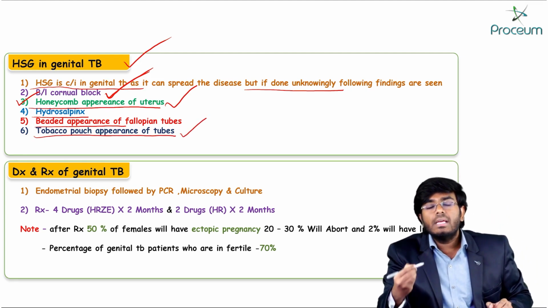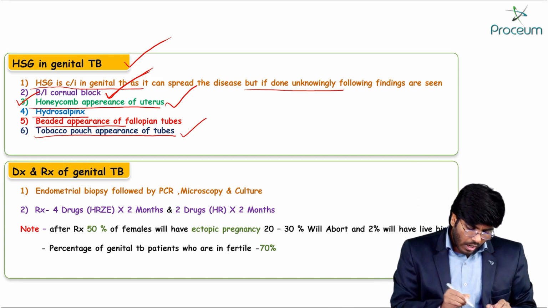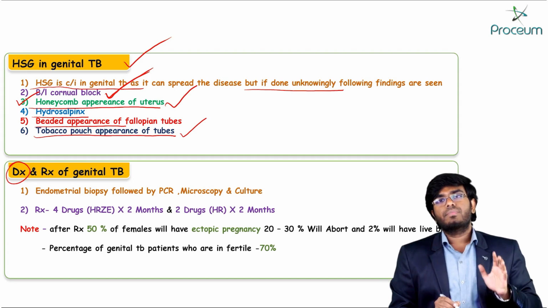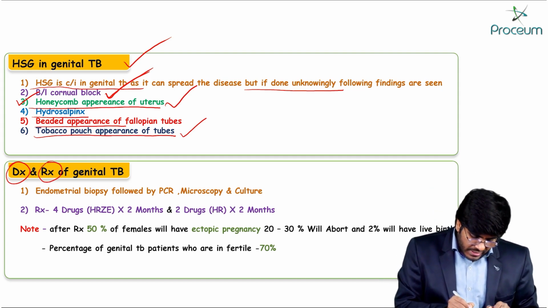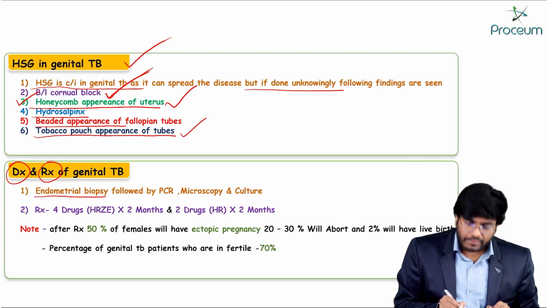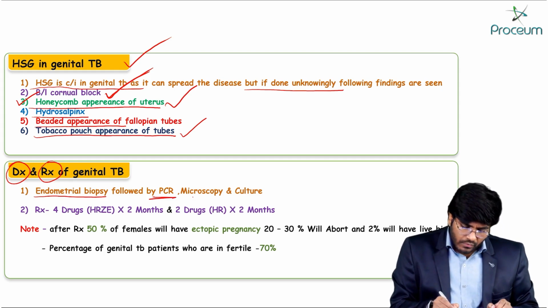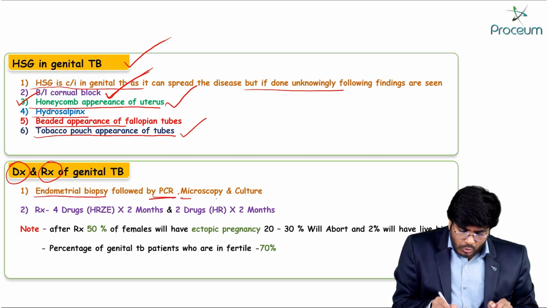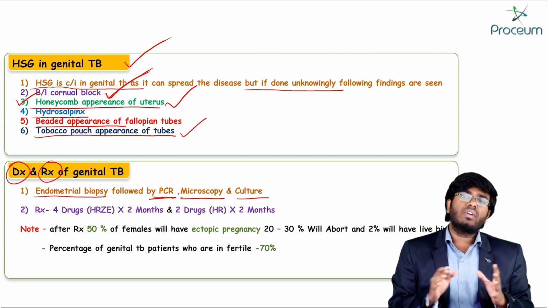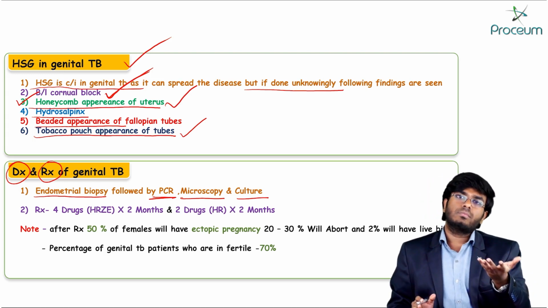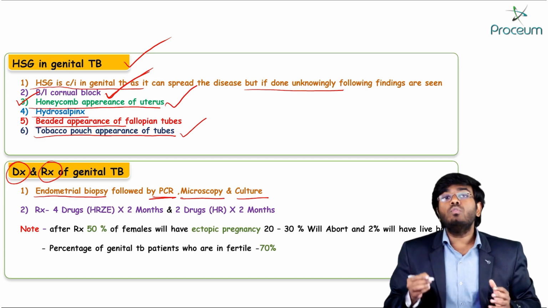Now, how do you diagnose that the female has genital tuberculosis and how do you treat it? Diagnosis is done by endometrial biopsy. You take some endometrium and send it for PCR, and you can also do microscopy and culture. If you do PCR, microscopy and culture, you can definitely find out that the causative organism is tuberculosis bacilli. That's how we diagnose the condition.